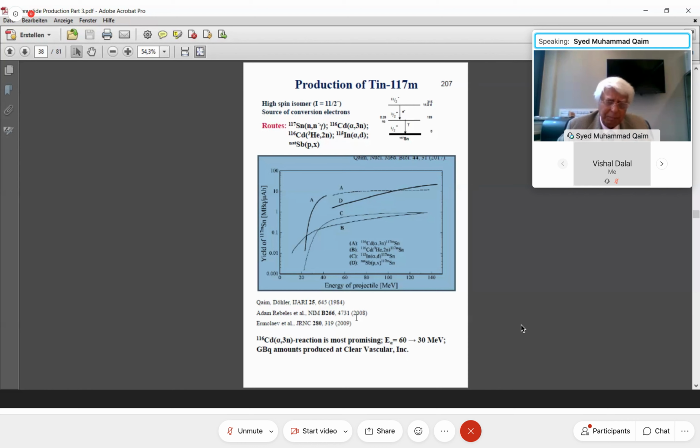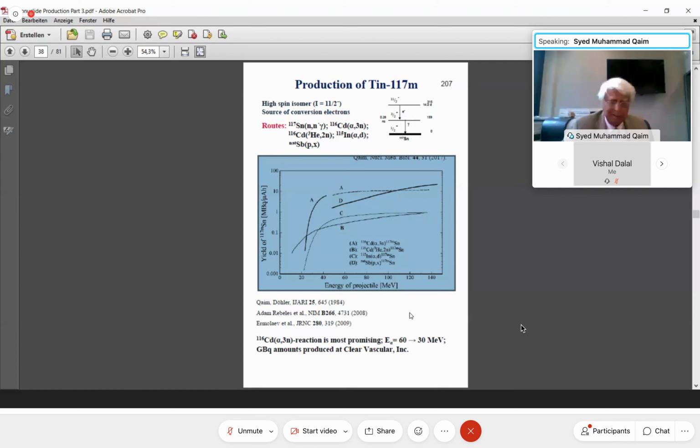Protons are mostly used, but in special cases, alpha particles. So it's a very important radionuclide, and it is coming up further and further. It has been brought to the level of industrial production. Clear Vascular is one company in the USA which produces this through the alpha,3n reaction and distributes it, and it is used for special therapeutic purposes.